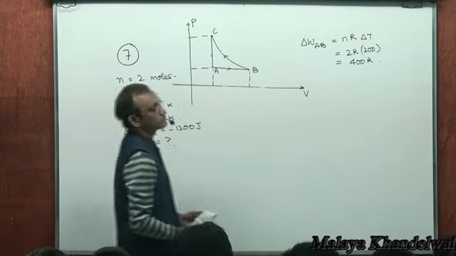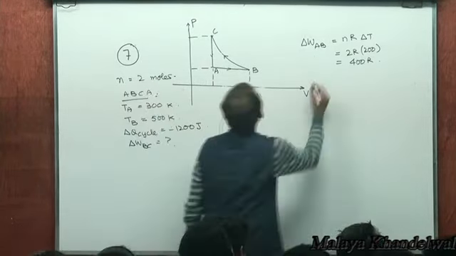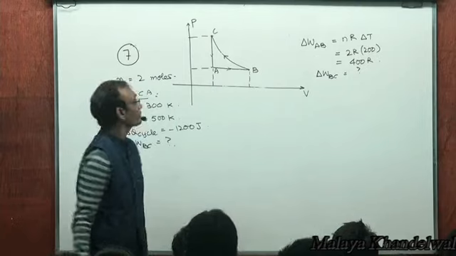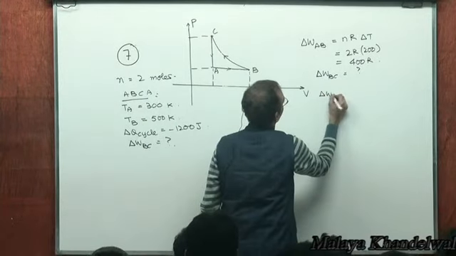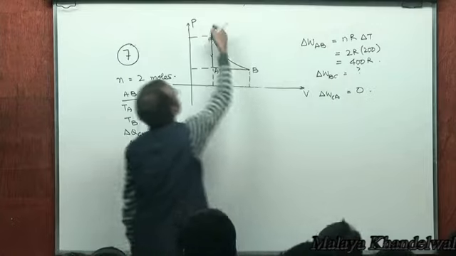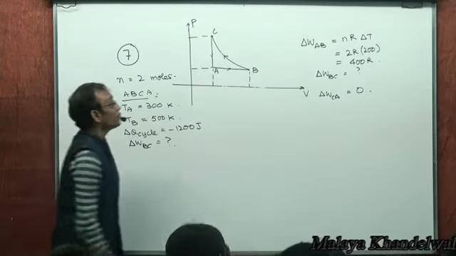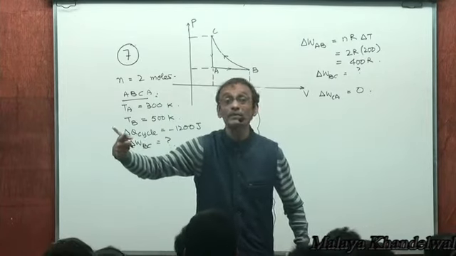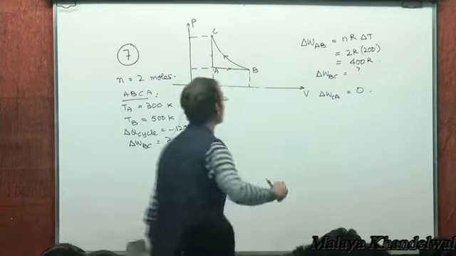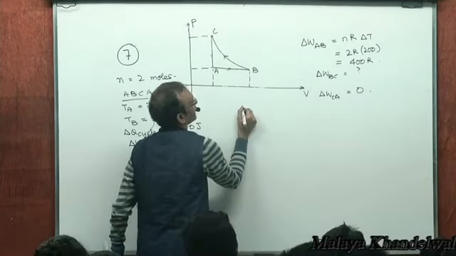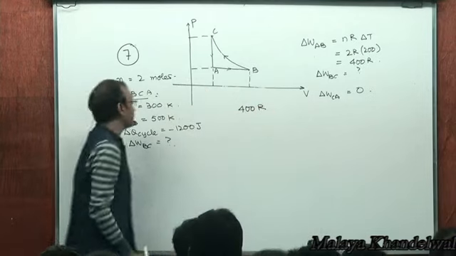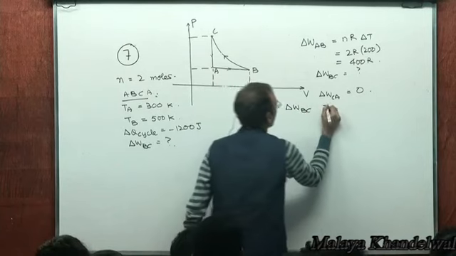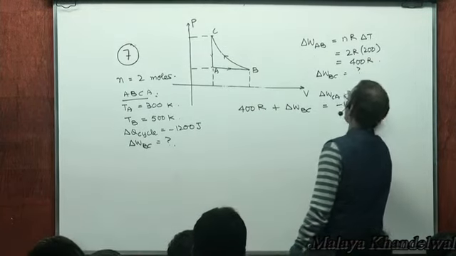Work done in BC, we have to calculate. Right? Work done in CA is 0. Why? Because it's an isochoric process. Now, the sum of the work done would also be the net heat supplied during the cycle. Why? Because change in internal energy is 0 in a full cycle. So, if I add all the work done, then I get 400 R plus work done in BC is the net work done, and that must be equal to the net heat supplied, which is minus 1200 joules.